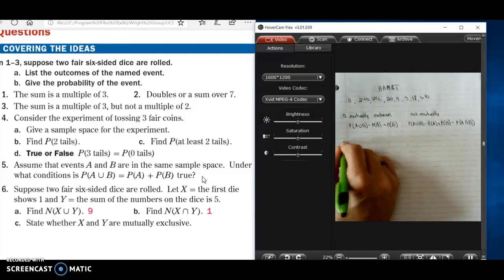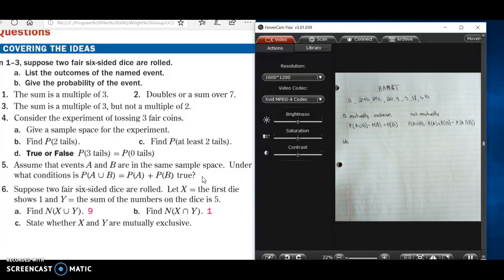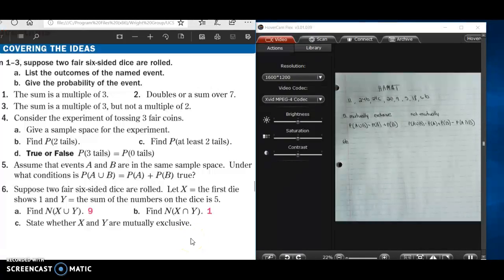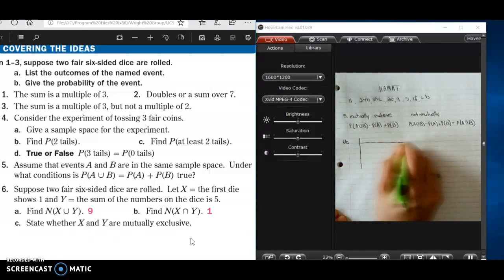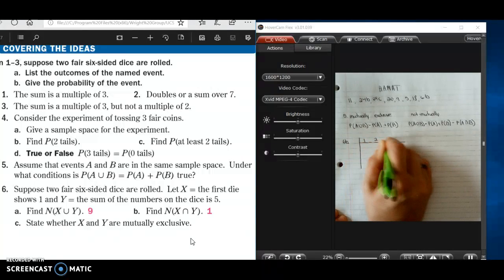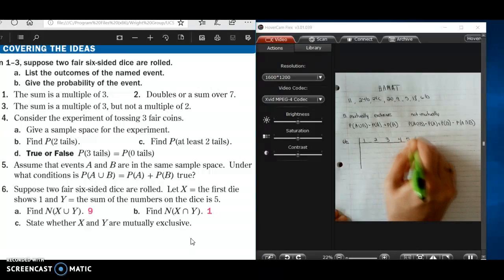All right, moving on to question 6b. It wants to know, you've got your two fair six-sided dice. X is the first die shows a 1, and Y is the sum of the numbers on the dice is 5. So if you have your two dice sum out, that might be helpful. I do not have one here in front of me. So if we can go and visualize 1, 2, 3, 4, 5, and 6.